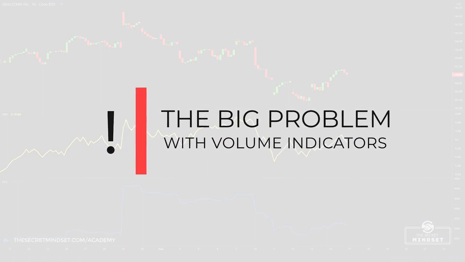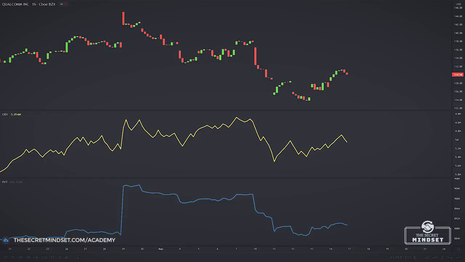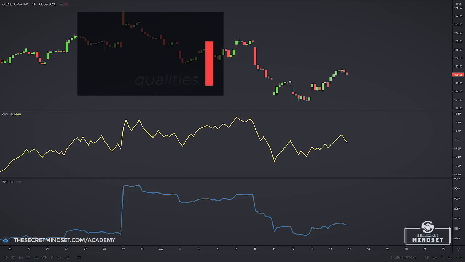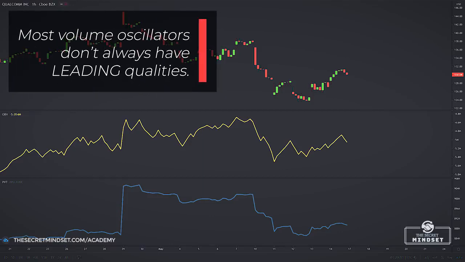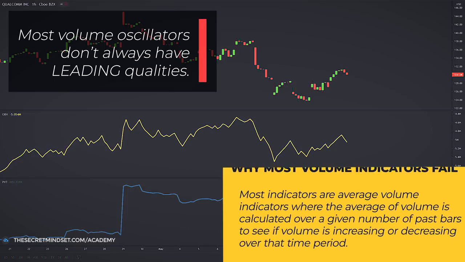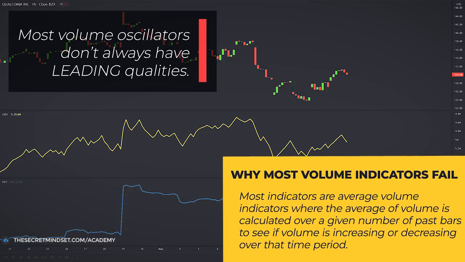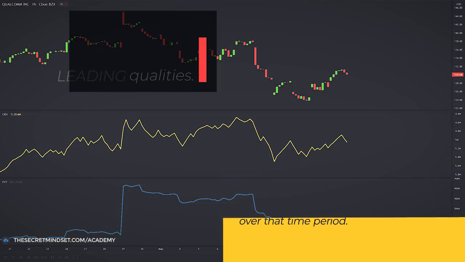Most volume oscillators you probably use, like OBV or money flow, don't always have leading qualities. If I have to guess, you probably use average volume indicators, where the average of volume is calculated over a given number of past bars to see if volume is increasing or decreasing over time. And it's okay to look at volume this way, but you'll be missing the most vital volume information. This isn't the best approach to analyze volume, and let me show you why.